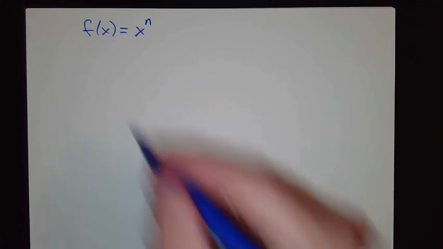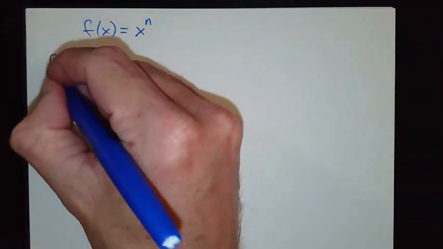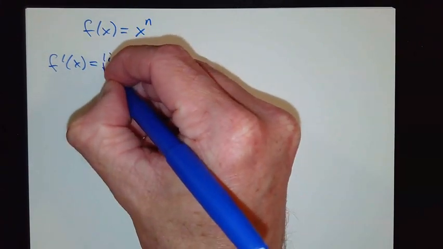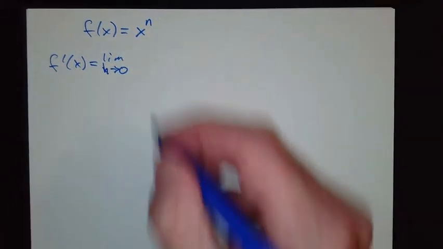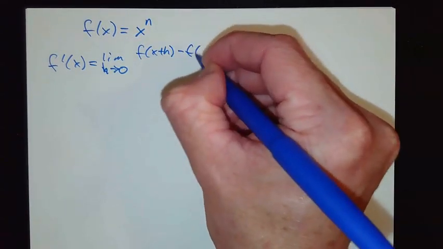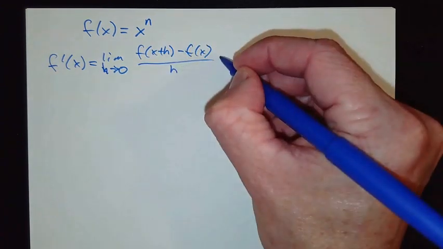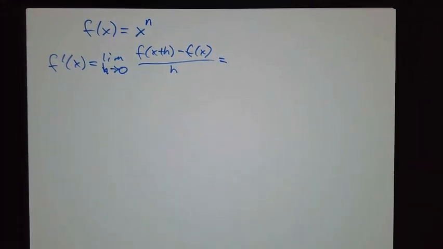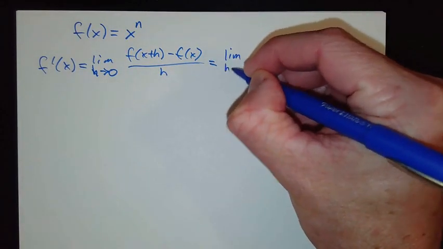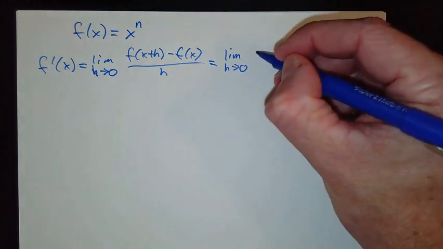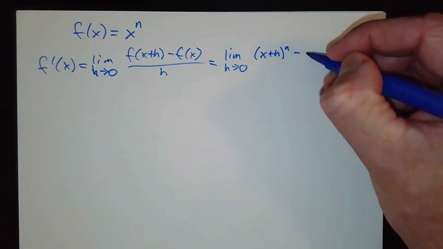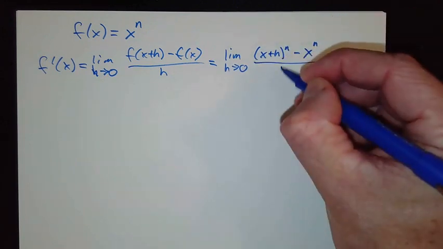So I'm going to start with the same limit notation that we've been doing. The derivative of f of x is equal to the limit as h goes to 0 of f of x plus h minus f of x all over h. This is restating just the definition of a derivative. And so if I write that out using our function, in this case x to the n power, I've got x plus h to the n minus x to the n all over h.